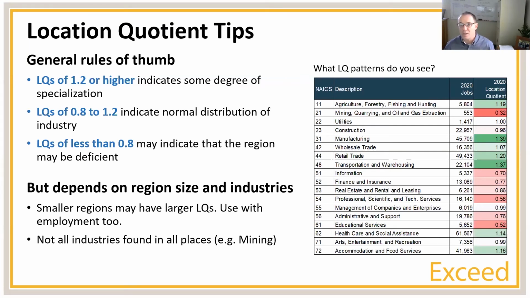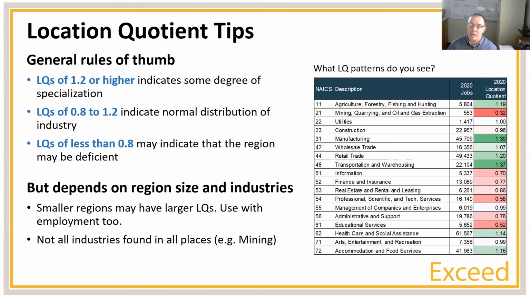So in very small regions, at a county level, or even 2 or 3 or 4 counties, you may find very high LQs. And again, it could be just one company that's employing a lot of people. So you want to look at that with employment as well and payroll locations. Not all industries are going to be found in all places either. So you may be in a place where mining is just not going to be there, and that's okay. It doesn't mean you're deficient in it. It's just that it's not going to be there.